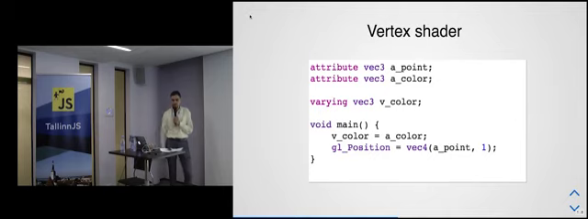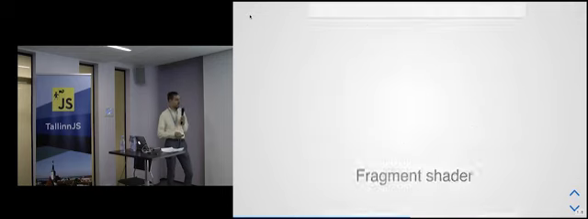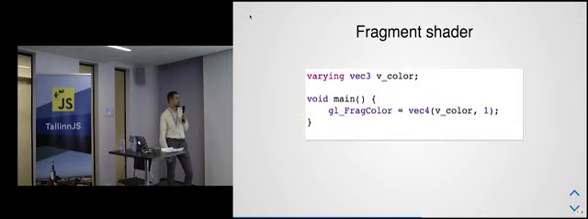Here you can see a vertex shader that can be used to draw the triangle. We just get attributes from our JS layer, and color, and we write color to output. Also, we set position on the screen. It's the main purpose of the vertex shader. Here is the fragment shader. We just get our color from the varying parameter and write it to output. That's all.